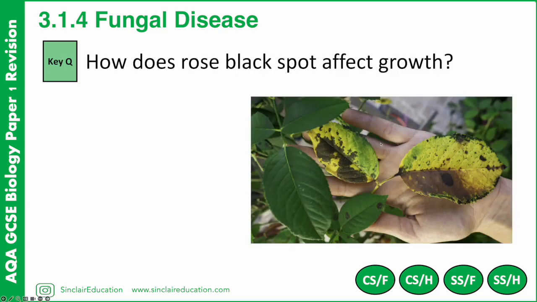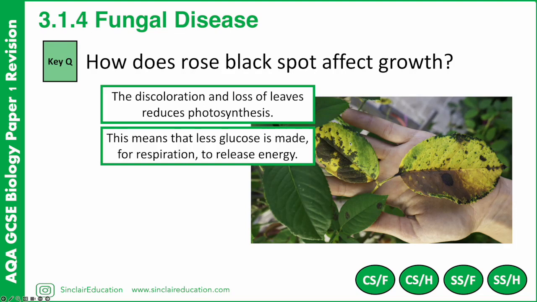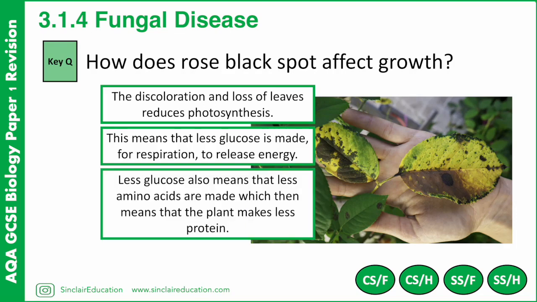Again, you might be asked how rose black spot affects growth, and you'll notice that this is a very similar answer to tobacco mosaic virus. We have got a discoloration and loss of leaves causing reduced photosynthesis. This means less glucose is made, therefore less respiration, less energy. But we've also got less glucose to make amino acids, so we'll make less proteins. Both of these things are going to cause, as a consequence, less growth.